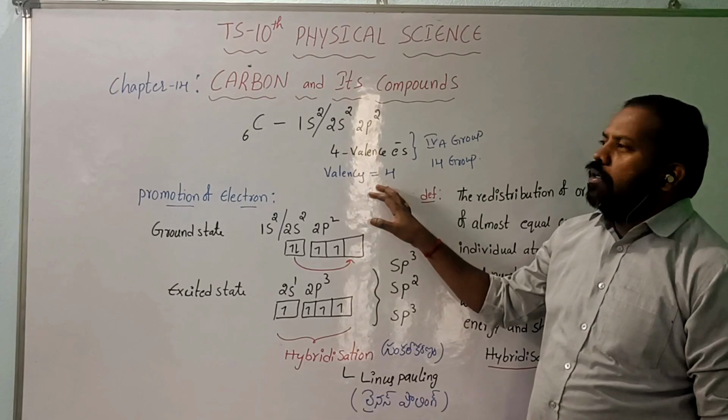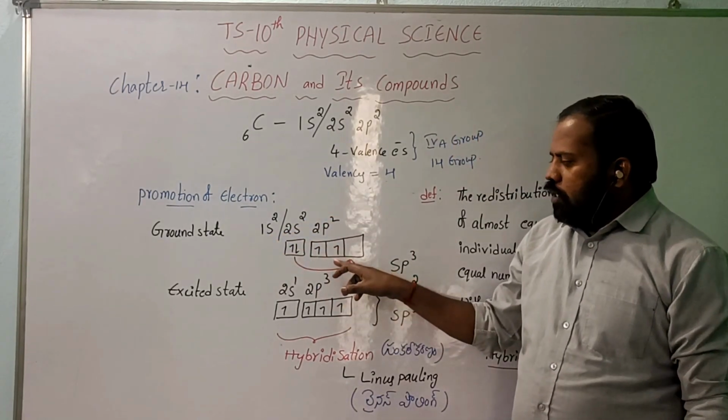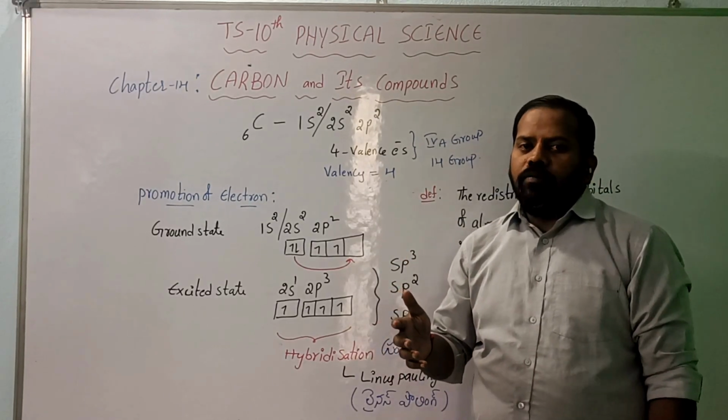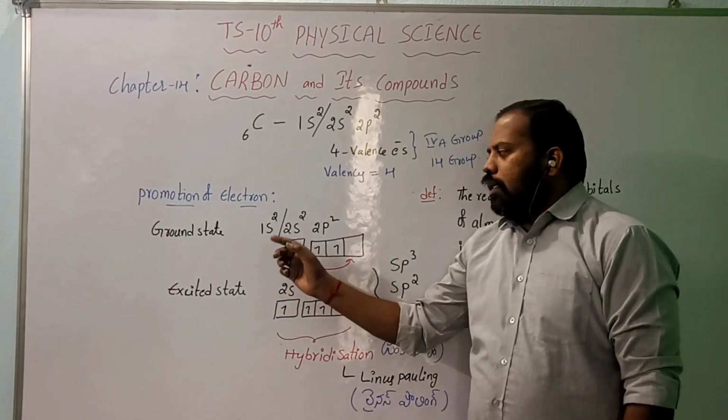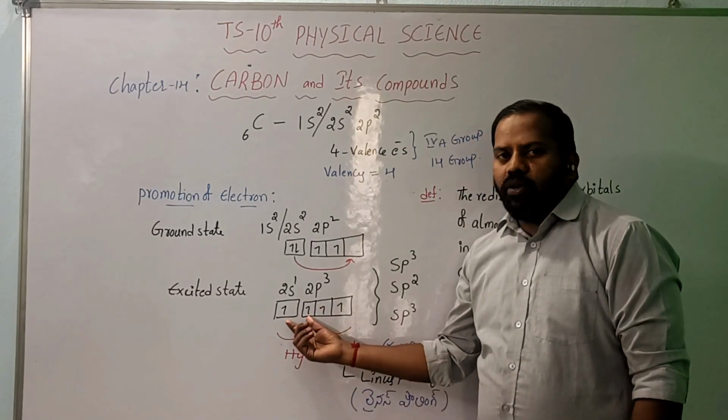Then it will show a valency of 4. Actually, in the ground state, there are only 2 single electrons, so it will form only 2 bonds. But it attains more stability by itself. It will redistribute the energy levels to form 4 single electrons.